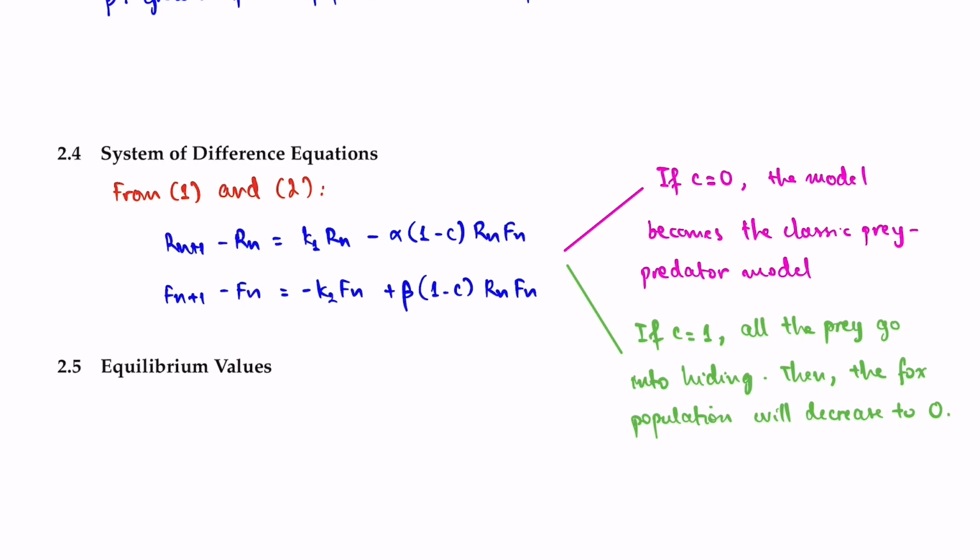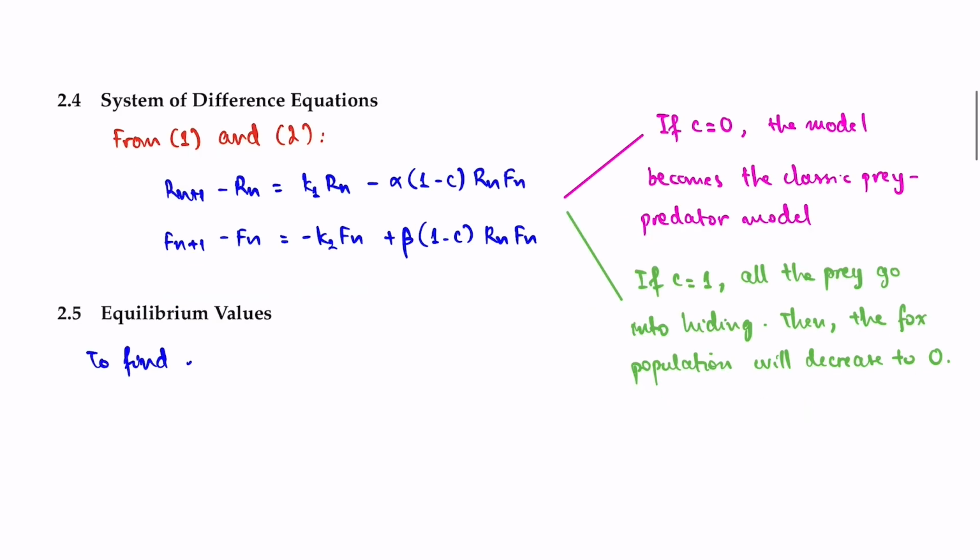So next, we're going to solve for the equilibrium values of this system of difference equations. Similar to the classic model, to find equilibrium values, what we do is we set r sub n plus 1 equal to r sub n equal to r, and that is the equilibrium for the rabbit population, and that is what we're going to find. In addition, we're going to set f sub n plus 1 equal to f sub n equal to f, and that is the equilibrium value for the fox population.